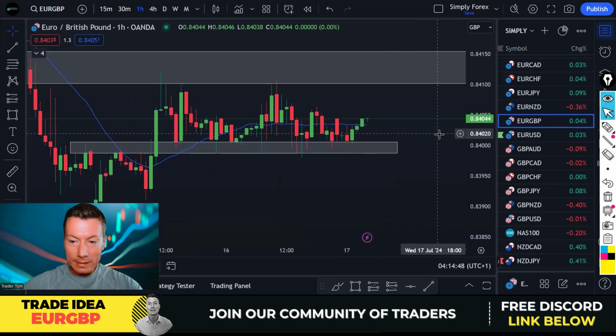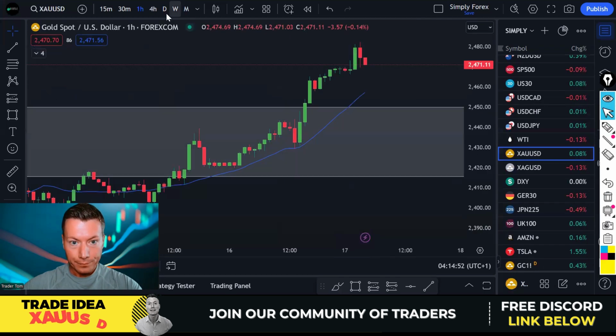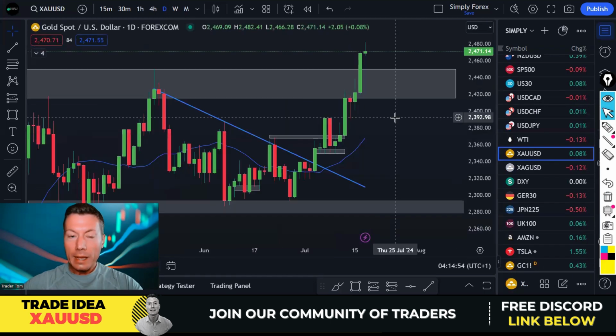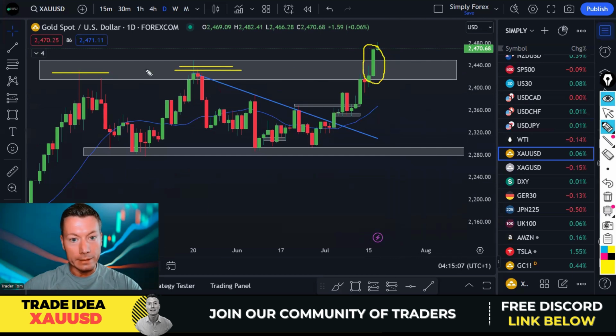What else are we looking at? There's gold. Gold has shot off. So they're my trade ideas, the first three, guys. This is just things I'm looking at. Now, you can clearly see gold has broken this very important level of resistance here, and this is actually a weekly level.